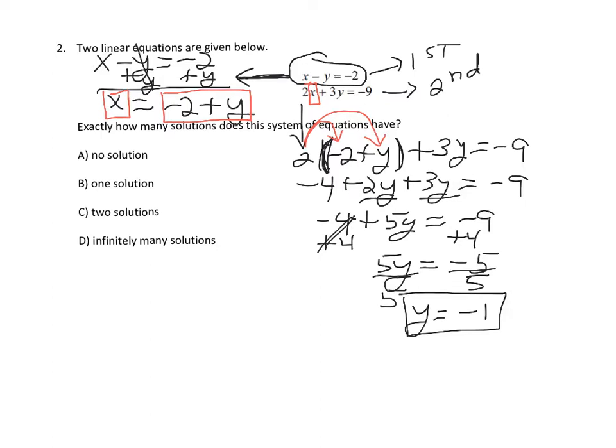All right, so question: do we keep on working and find x, or should we be able to answer the question right now? Well, let's look at it. It says exactly how many solutions. You have 4 choices: no solution, 1 solution, 2 solutions, and infinitely many solutions. If I were you, I would say I can make the decision right now, because I know if I have y equals negative 1, I should be able to find x. So therefore, I have 1 solution.